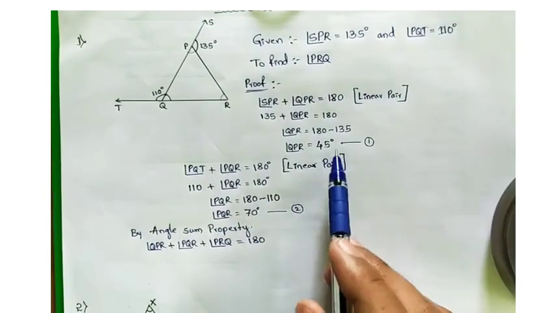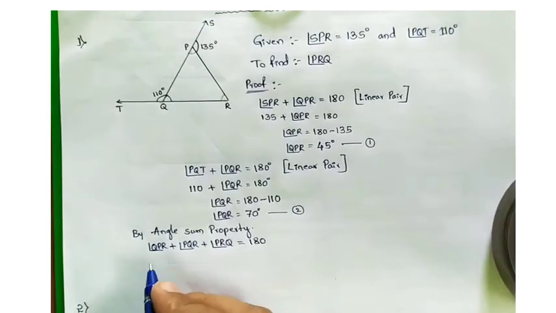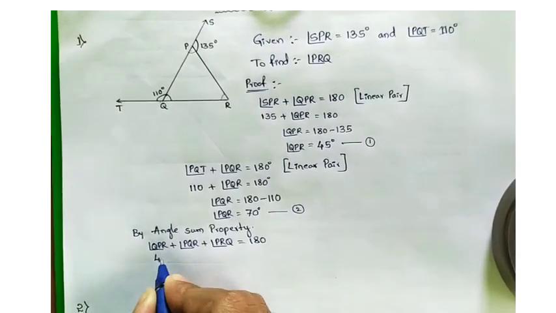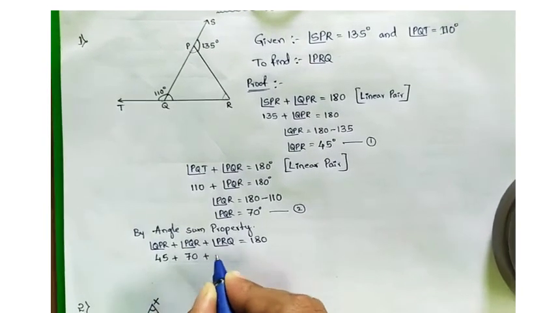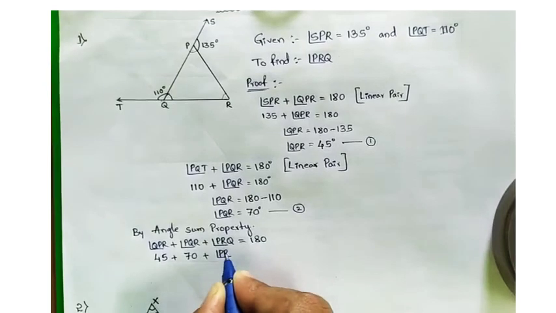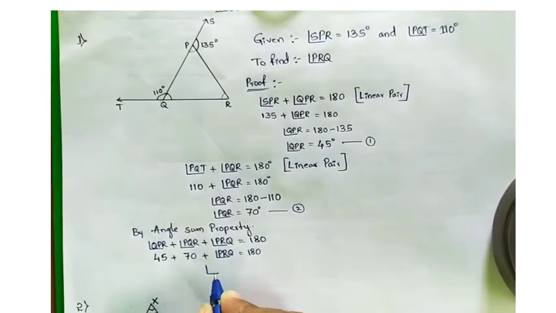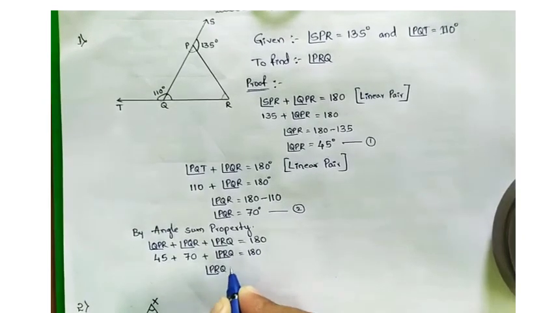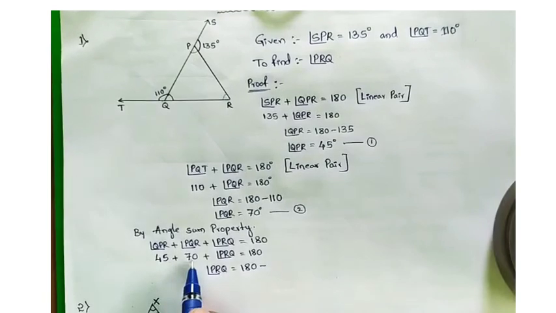So now substitute the angles from 1 and 2. What is that? 45, and the one is 70. So here put it, 45 plus 70 plus we don't know PRQ. Okay, keep like that only. Okay, so PRQ equal to 180 minus, so 45 plus 70 how much?